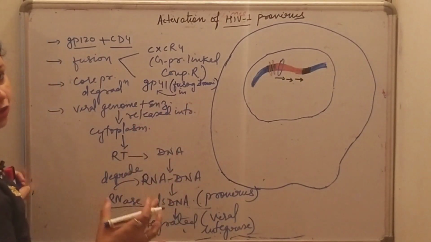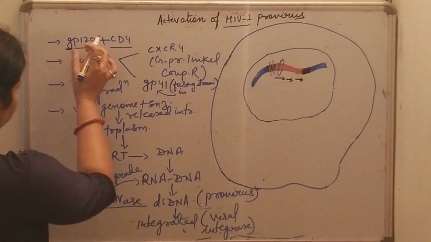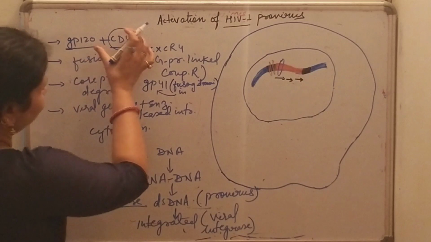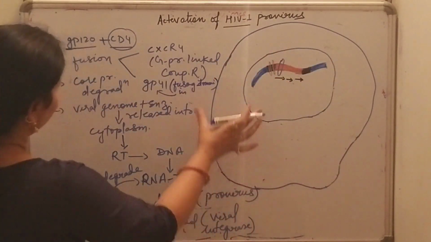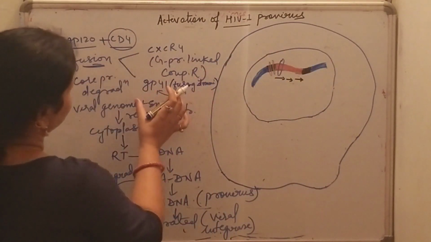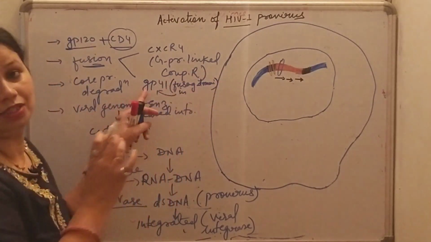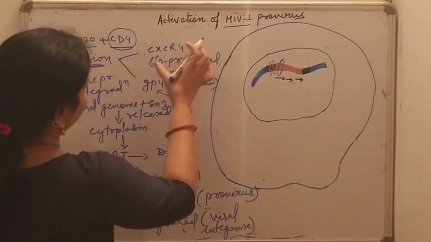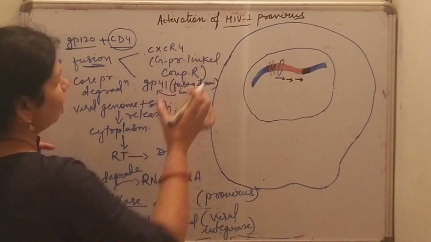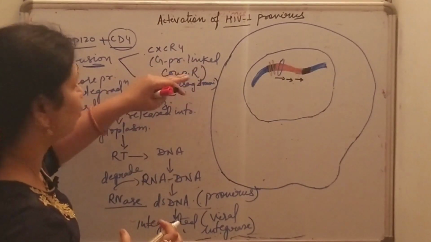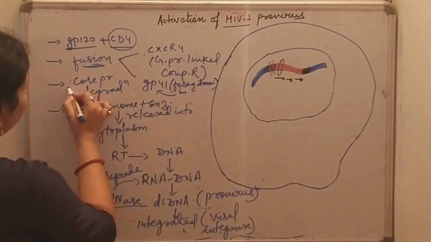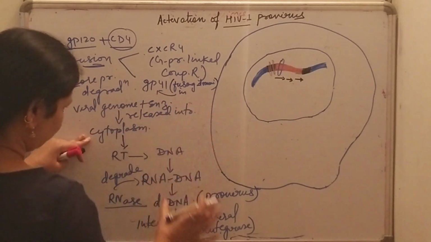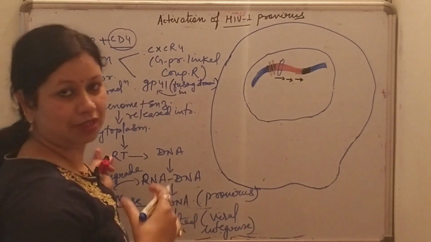First of all, the GP120 glycoprotein of the HIV virus binds with the CD4 receptor present on the host cell membrane surface. After that, fusion takes place between the fusogenic domains present in GP41, glycoprotein 41 of HIV-1, and CXCR4, which is a G protein coupled receptor. After that the core protein is degraded and viral genomes and enzymes are released into the cytoplasm of the host cell, and then the reverse transcriptase enzyme comes into action.